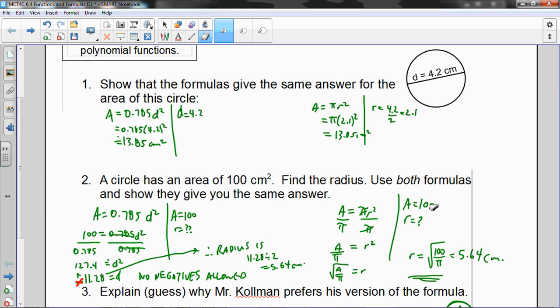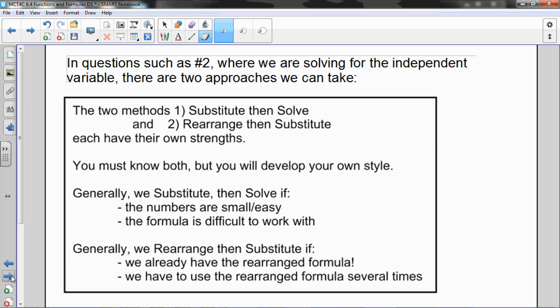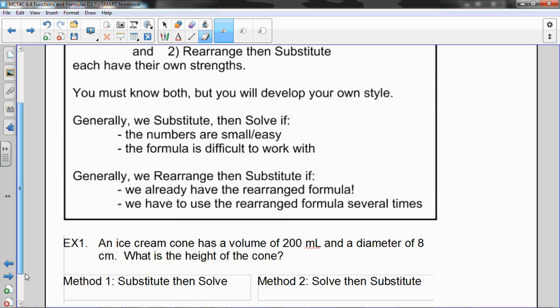Oh, now the area is 400, what's the radius? No, now the area is 800, what's the radius? We'd be better off using the rearranged version rather than the original and having to go through the same steps over and over again. Okay, so what does this math look like in practice?